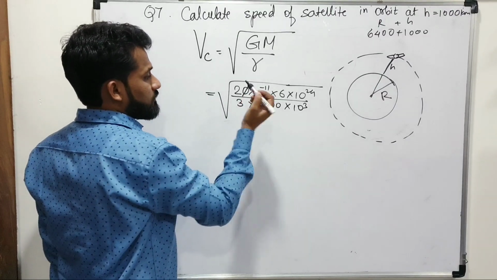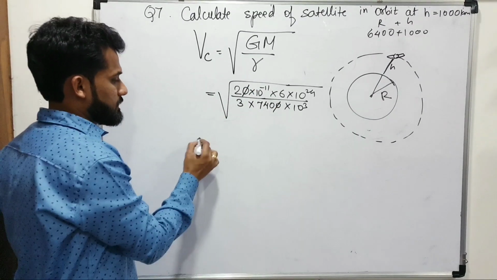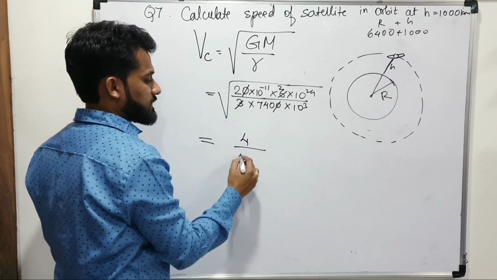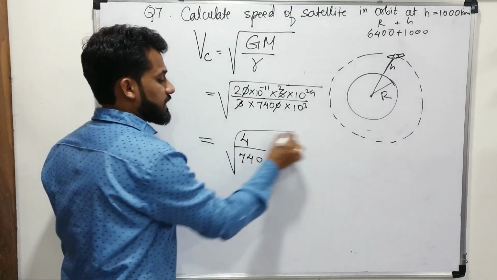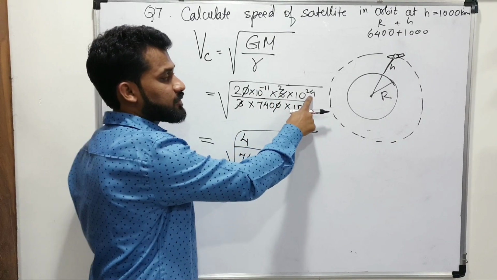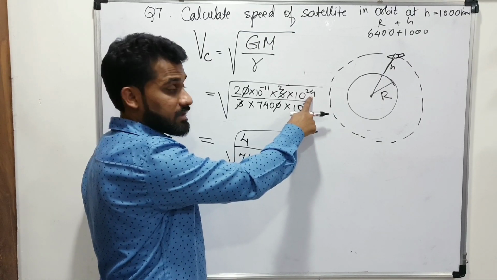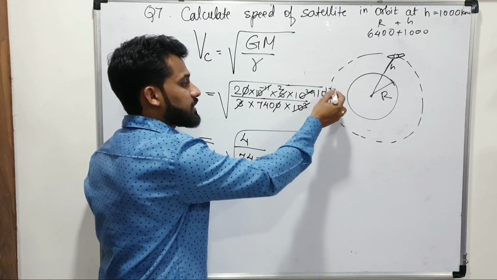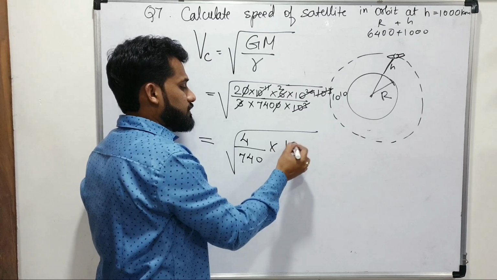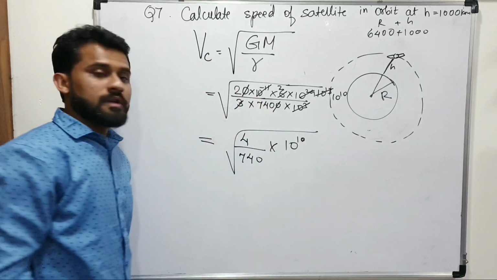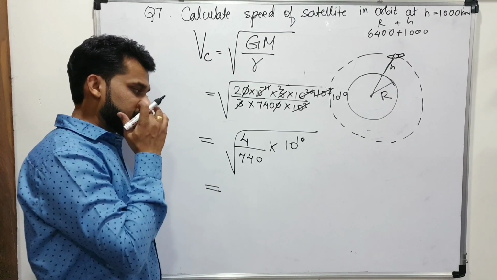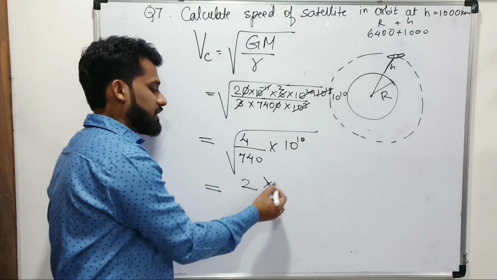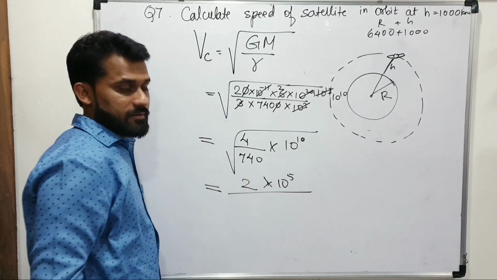Okay, so one 0 will cancel over here, one 0 will cancel. 3 twos are, and 2 into 2 is 4 upon 740 inside the square root. 10 raised to minus 11 and 10 raised to 24 will give you 10 raised to 13, and 10 raised to 13 upon 10 raised to 3 will give you 10 raised to 10. Okay, so the perfect squares can be taken out. 4 is a perfect square, so its root is 2. The root of 10 raised to 10 is 10 raised to 5. But what is the root of this? What is the root of 740?